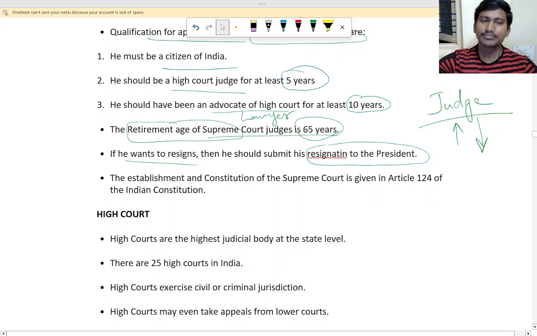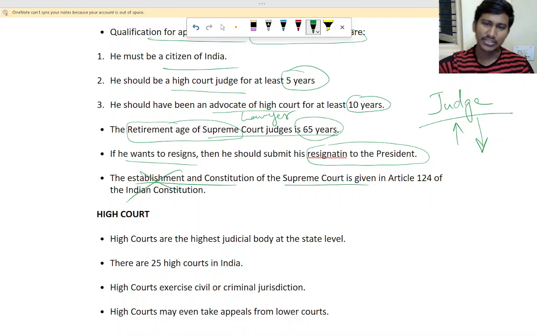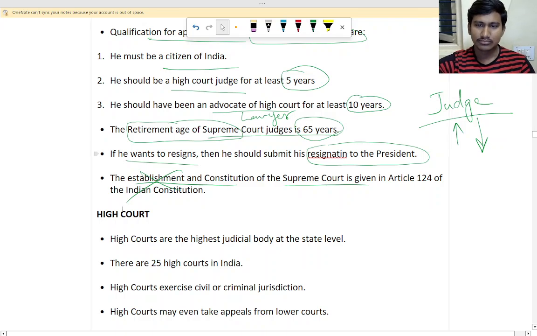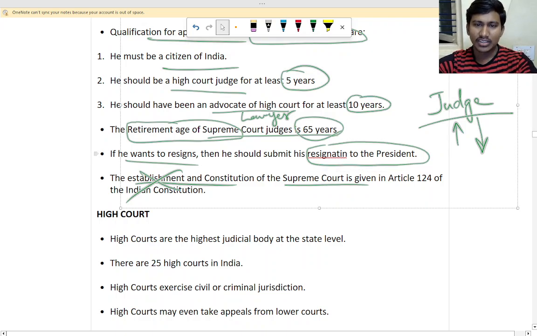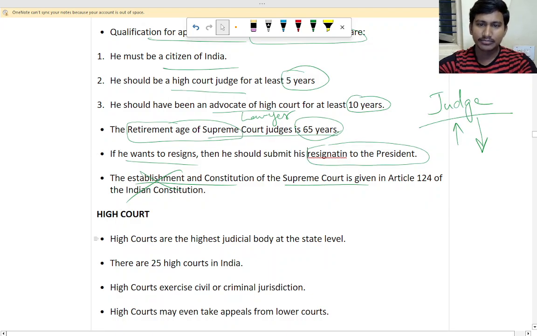Next, the establishment and constitution of the Supreme Court is in an article. You don't need this, so remember that much. So next, what is after that?